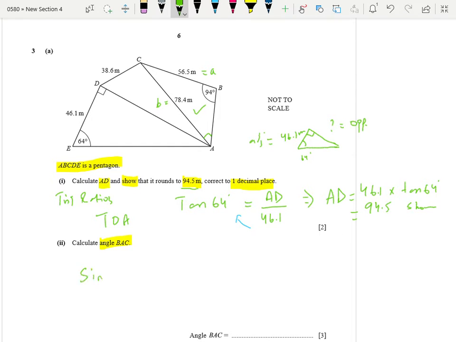I think sine of angle A over A. Did you guess what I am using? Right, it's sine rule. Sine rule. So sine of angle A over side A equals sine of angle B over B.